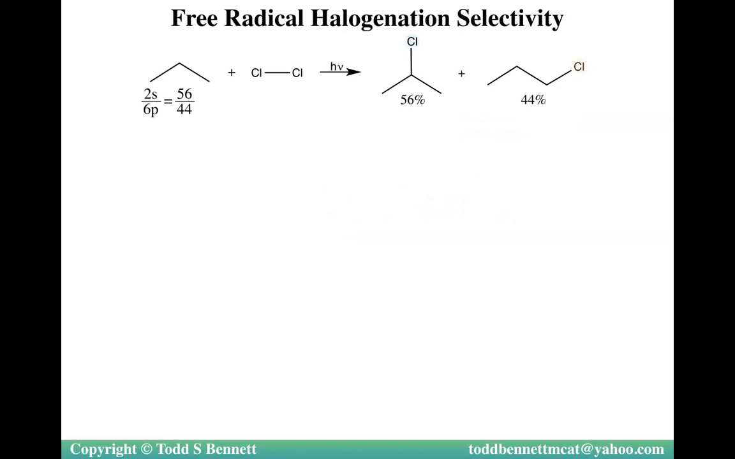So again, we have 2 to 6 because there are 2 possible secondaries and 6 possible primaries. Secondary primary is some ratio of preference, and then the percentage we actually observe. Do the math, multiplied by 6, divided by 2 on each side, with 336 over 88, and as mentioned before, just under 4, which means the secondary is 3.82 times as reactive as primary.